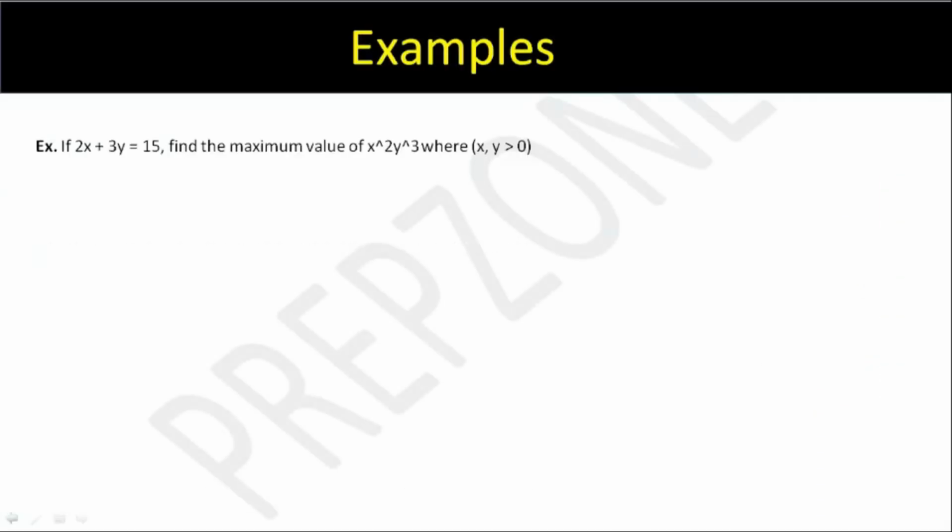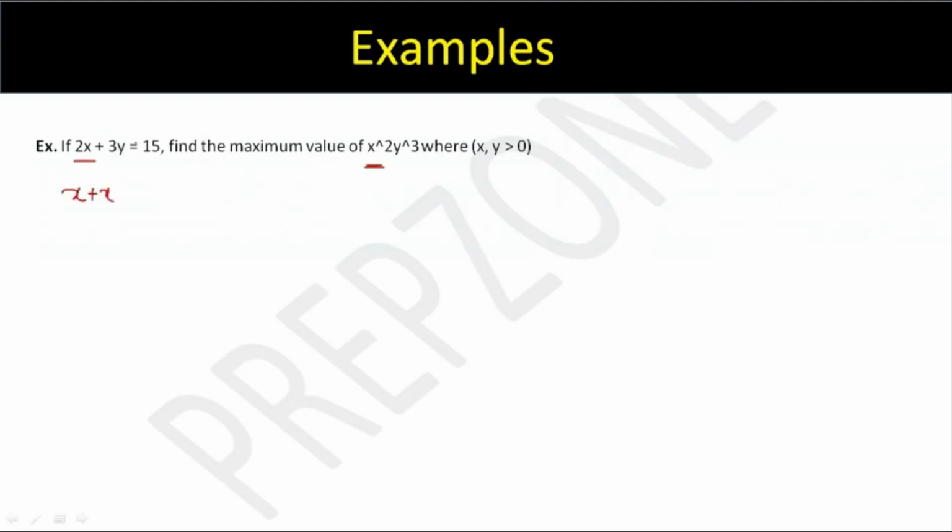Now solve this. No constraint given. Find the maximum value. Simple question, right? Very simple question. AM greater than GM. Method 1: x square banana hai, so you have to break it into two parts. How do you break it?